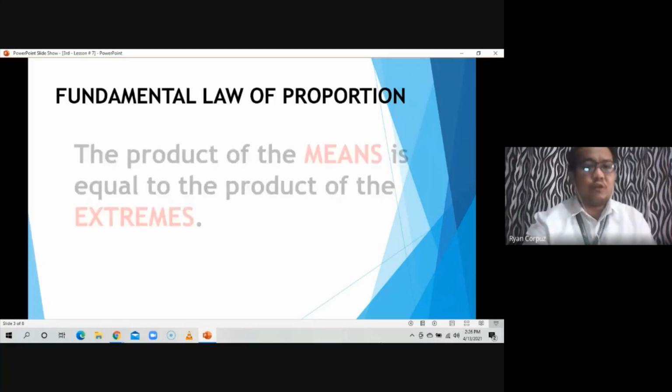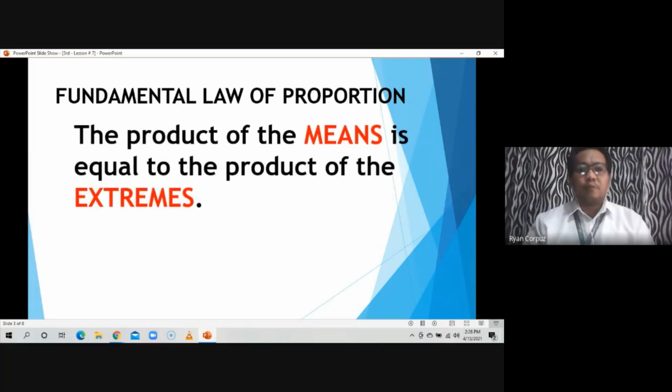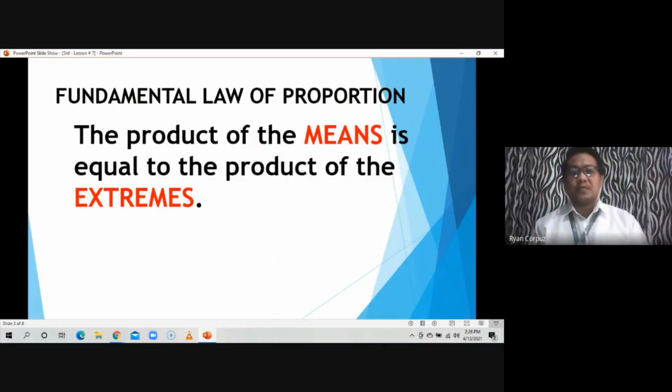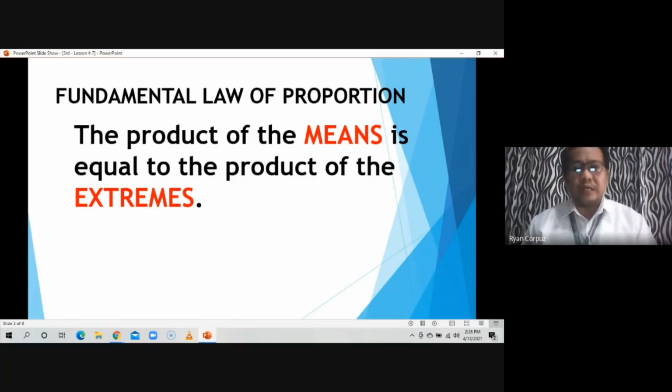Ano ba yung sinasabi doon? Sa fundamental law of proportion states that the product of the means is equal to the product of the extremes. Again, the product of the means is equal to the product of the extremes. What are the means and extremes that we are pertaining to there?